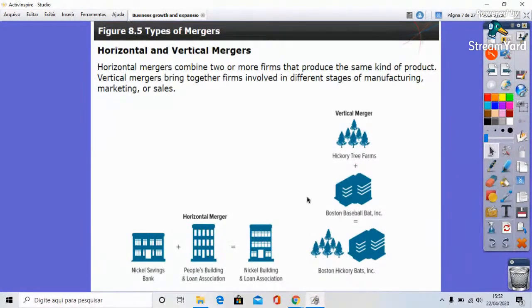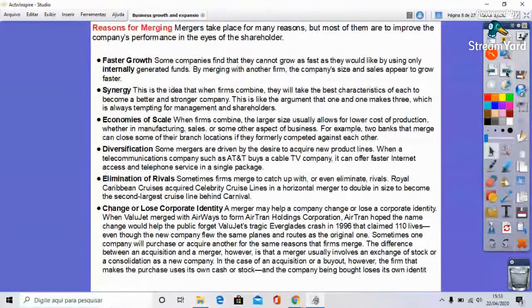I can also have a vertical merger where I have different products, companies with different products. In this one here, I have Hickory Free Tree Farms, okay, and I have the Boston Baseball Bat Incorporated. They're different. It's not the same product. That's why I call this a vertical merger. What is my final name? Boston Hickory Bats. Okay, this merger is vertical, different products, and this one is horizontal, which is similar products. Remember, the objective is to make more money.